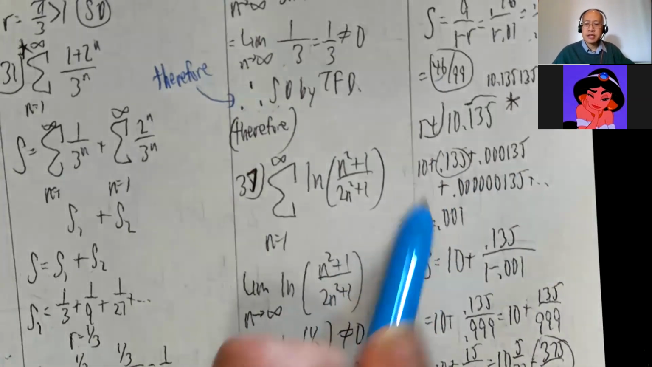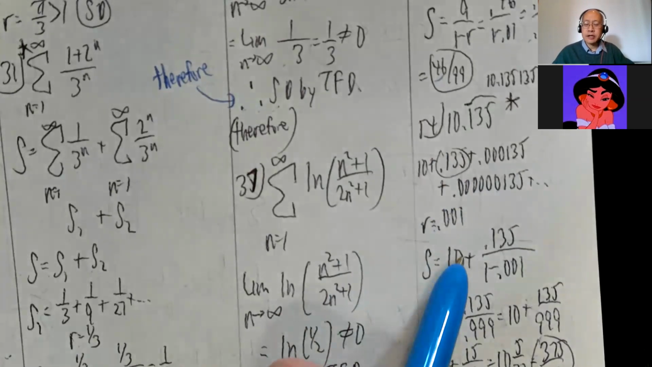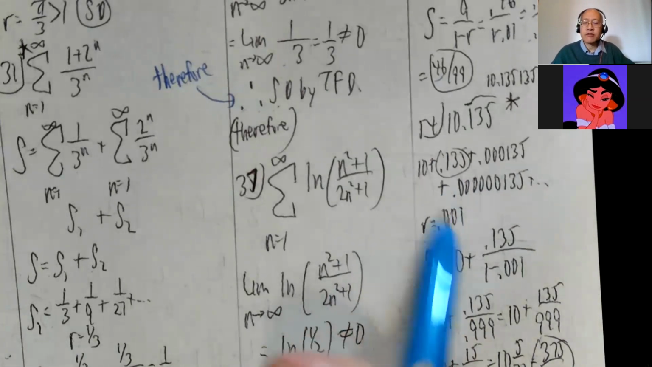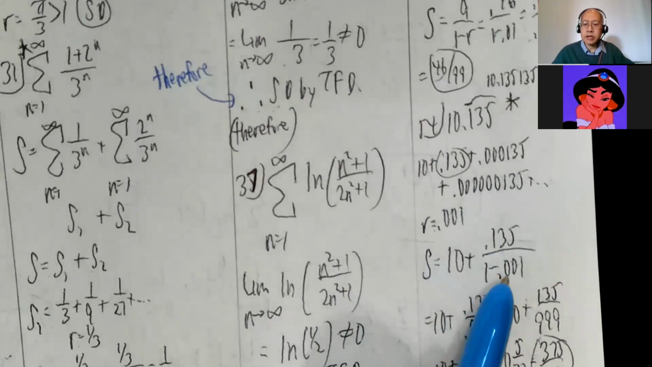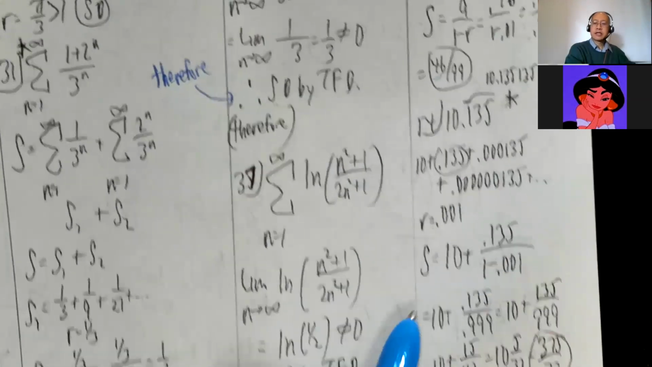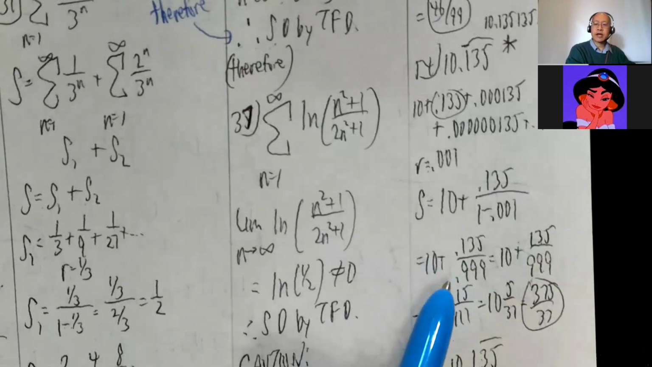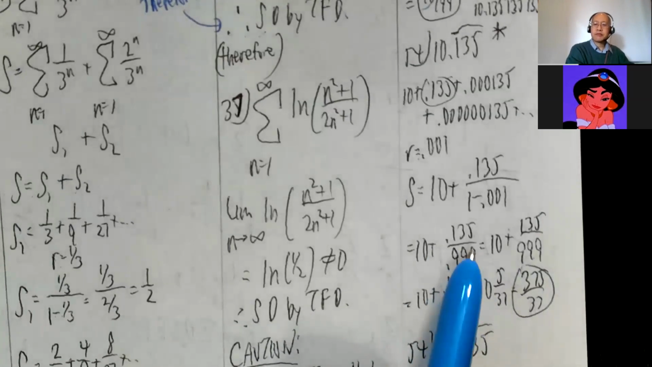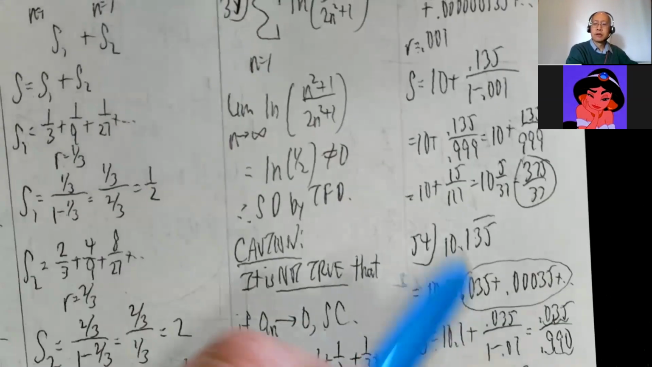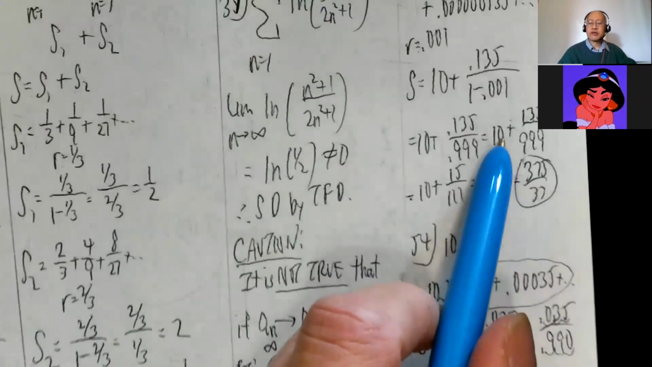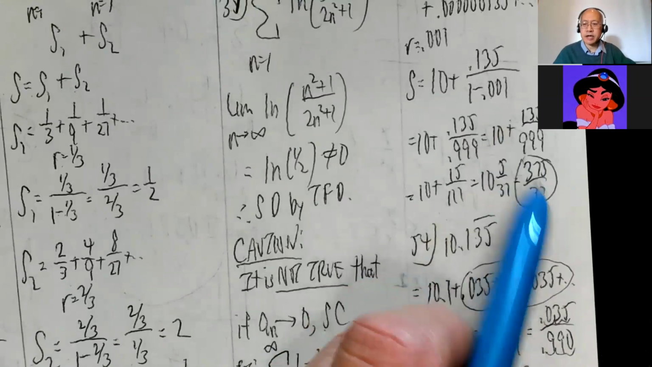So the sum is: separate out the 10 and then do the infinite geometric series stuff. a over 1 minus r, 0.135 over 1 minus 0.001. That's 10 plus 0.135 over 0.999, which is 10 plus 135 over 999. The question asks for the ratio of two integers. The rest is just arithmetic.